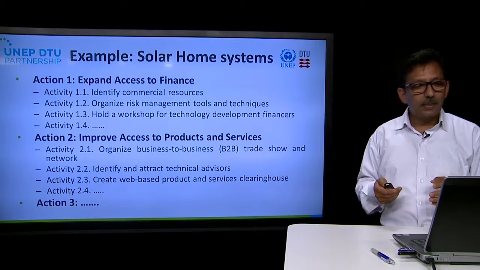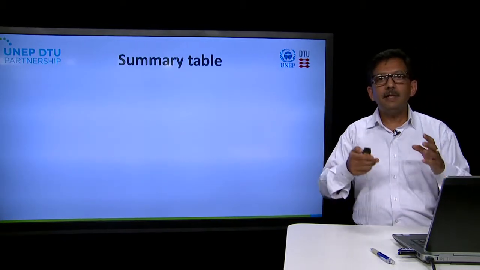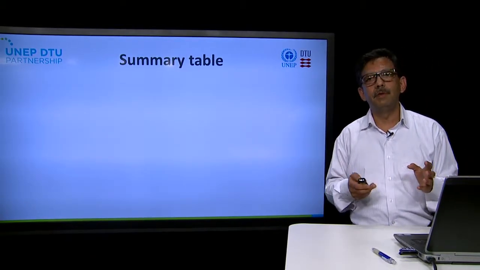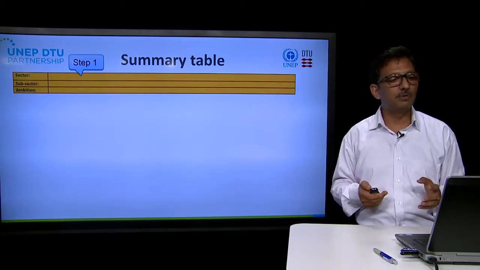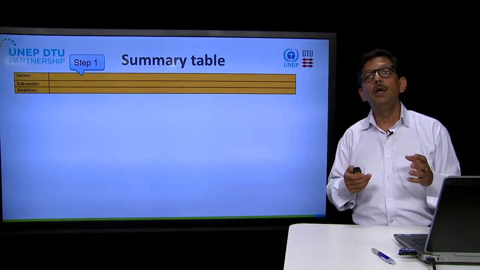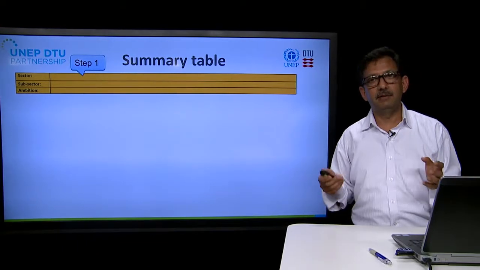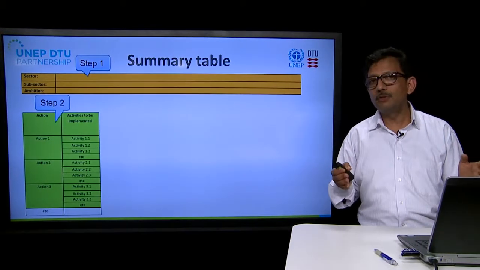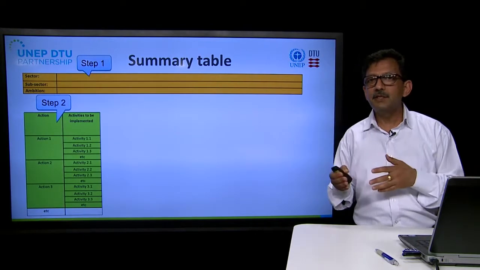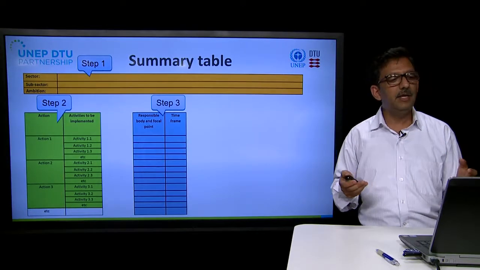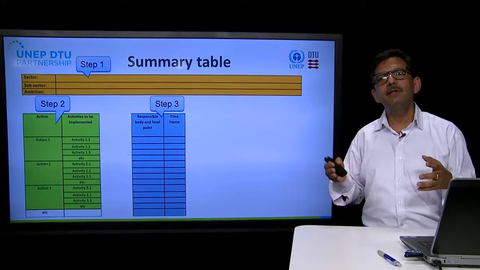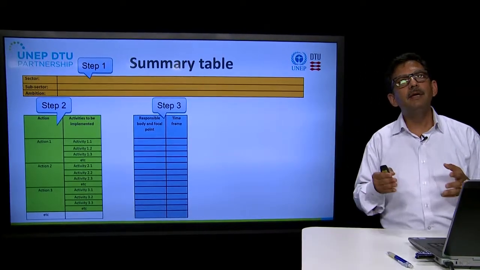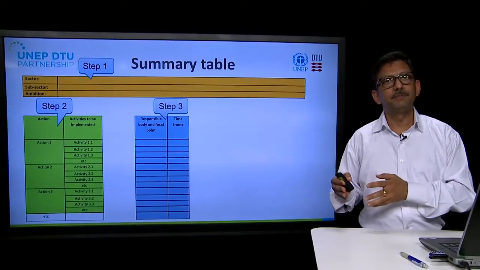That completes our part of this presentation, which is related to identifying actions and activities. We have so far covered step 2. The next presentation after this would be on step 3, which is on identifying the stakeholders and defining the timelines for this. Thank you.